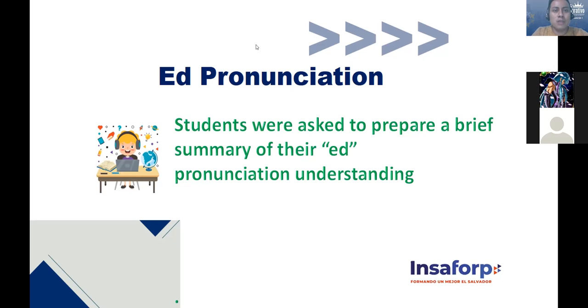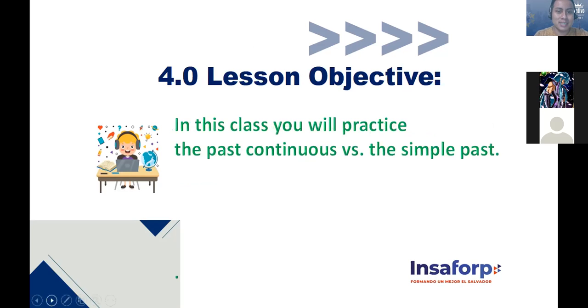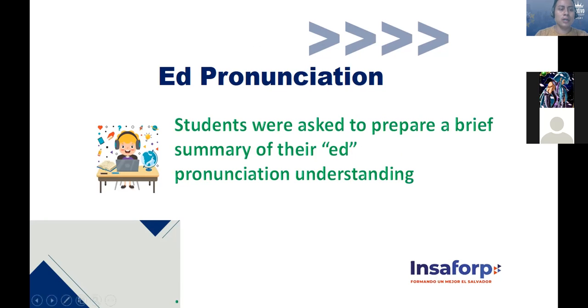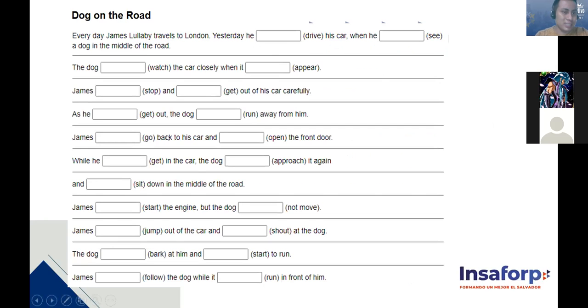So yesterday we were talking about simple past and past continuous, and today we're going to continue working on that, okay? So basically the lesson objective is past continuous versus simple past, but we're going to do this using stories. And I want to start this class with this activity. This is a story, and I would love to hear you participating and completing these ideas.